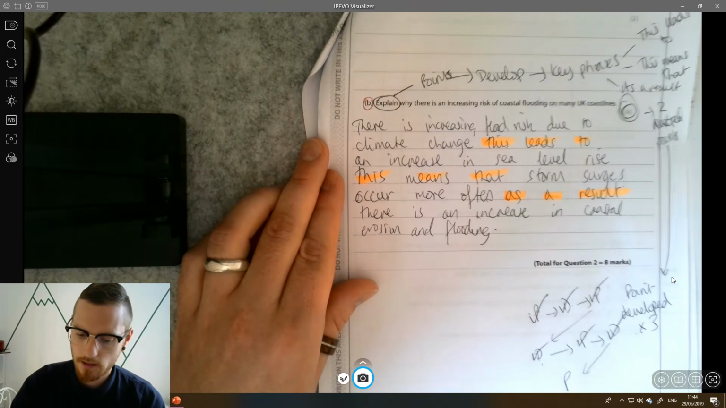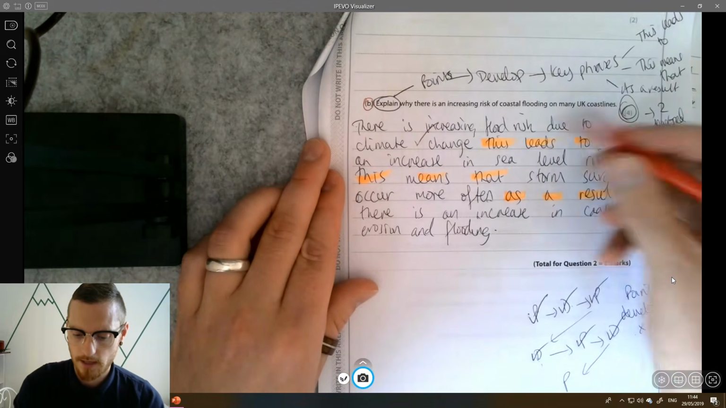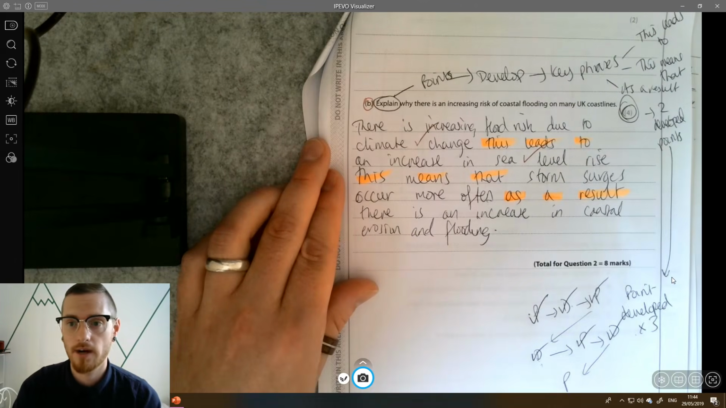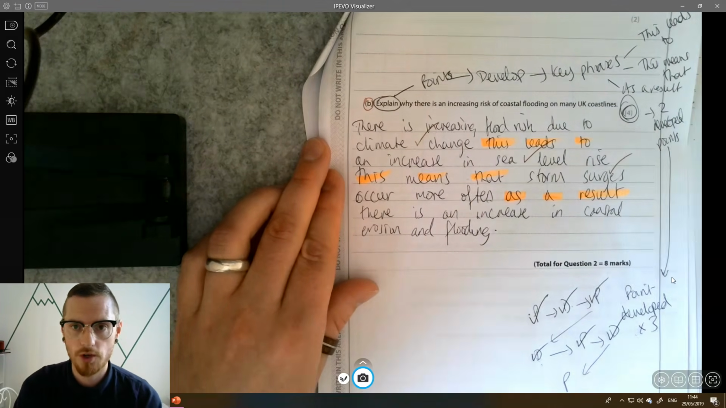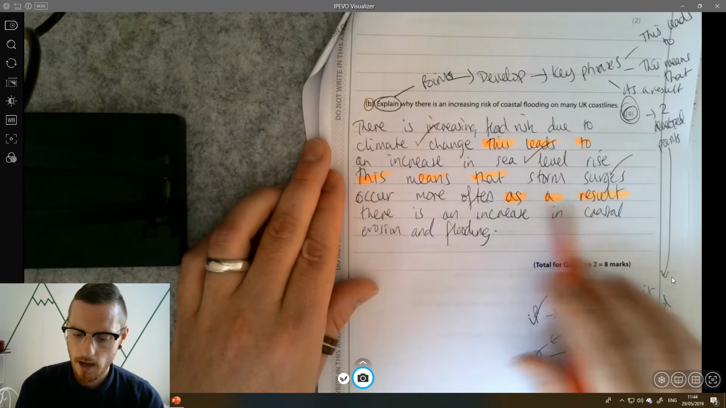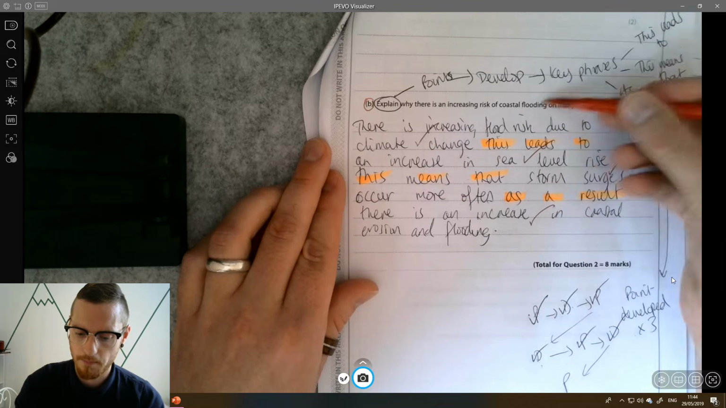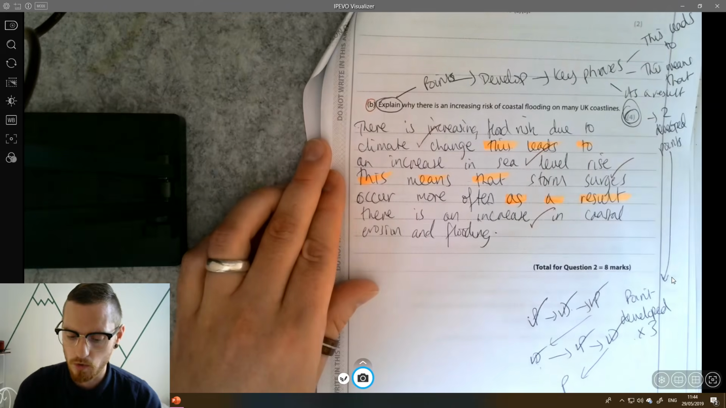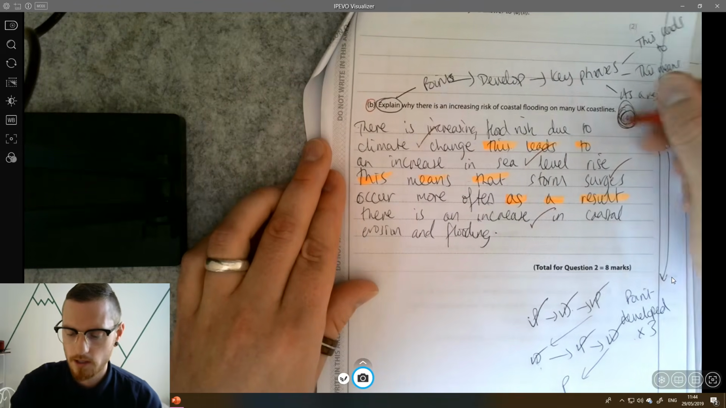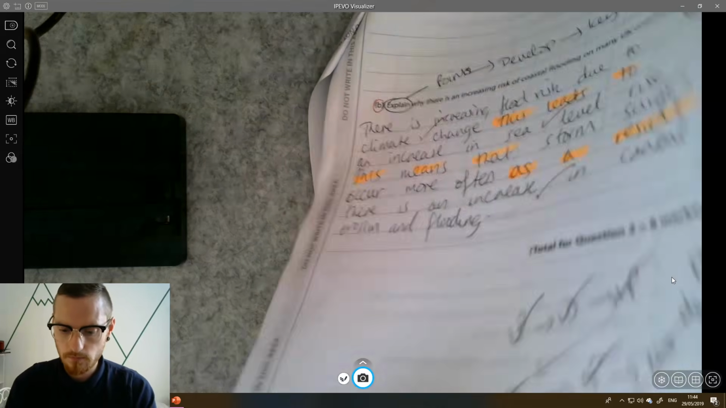If I was to mark this, there's my initial point. There's one mark. I've developed it into my point about sea level rise, second mark. Developed it again into my point about more storm surges, third mark. And then I've developed again into my last final point, which is linking back to the exam question, talking about coastal flooding in the end via erosion. There's my 4 marks, 4 out of 4. We'll do one more explain question.